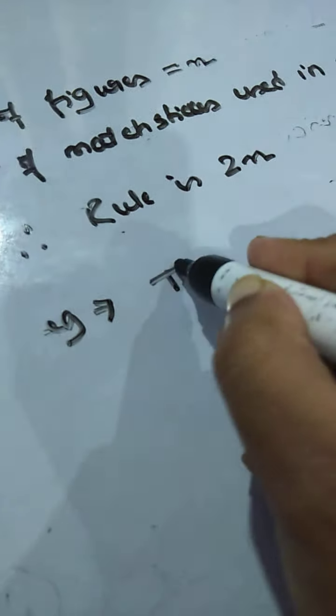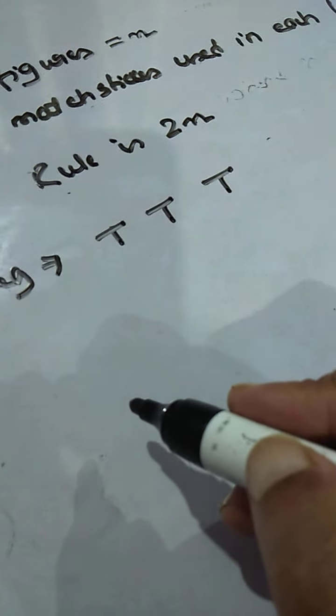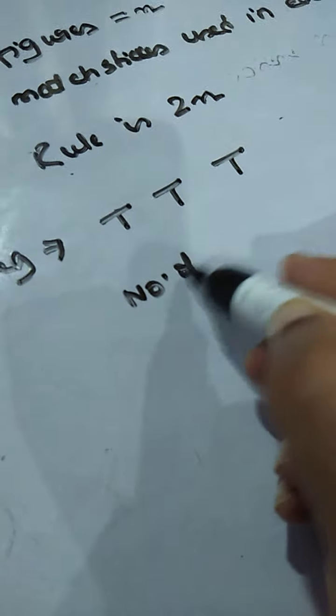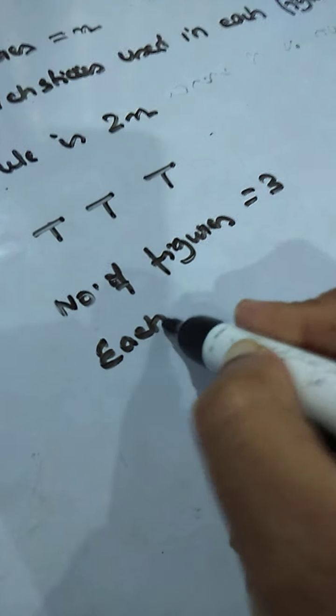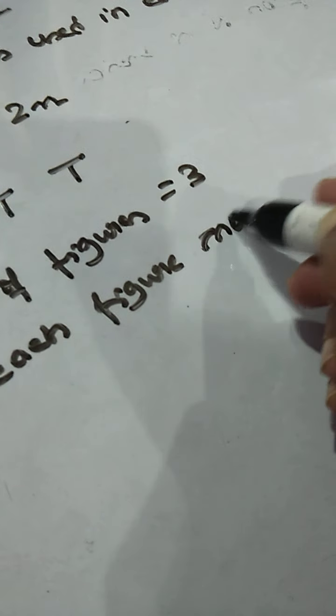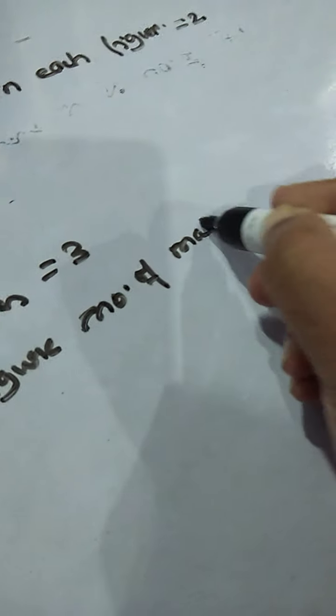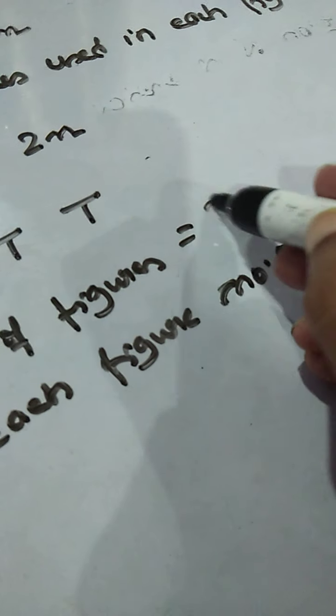Now let us try one example. Suppose there are 3 T's. So the number of figures is what? How many figures are there? The number of figures is equal to 3. And in each figure, how many matchsticks are used? Sorry, this would be 3 because it represents the number of figures, and in each figure the number of matchsticks used is equal to 2, isn't it?